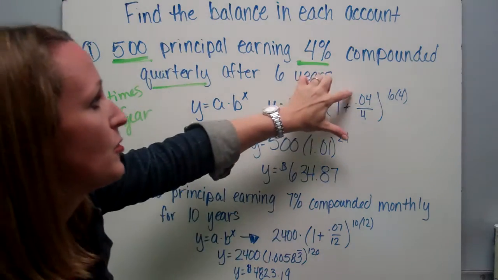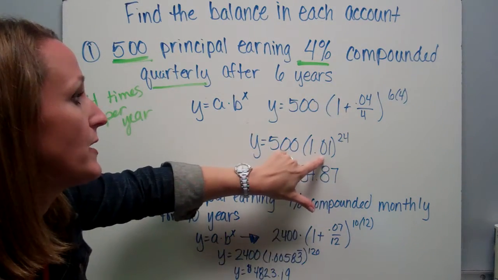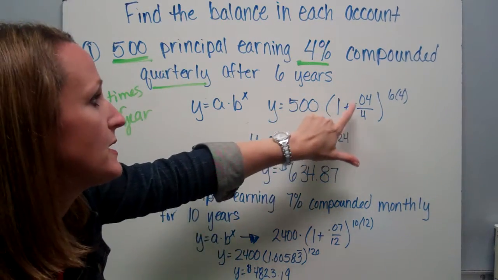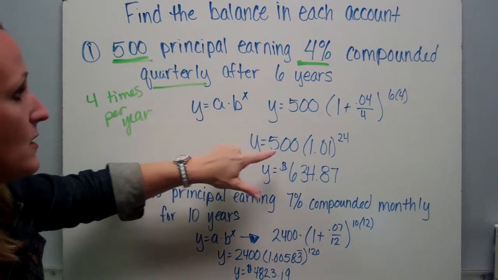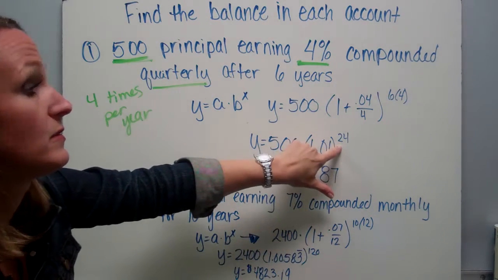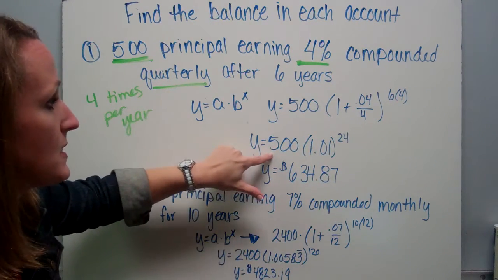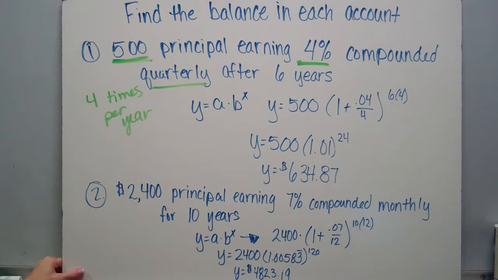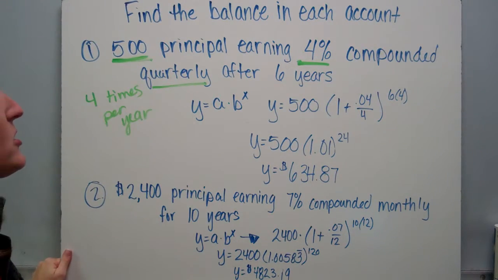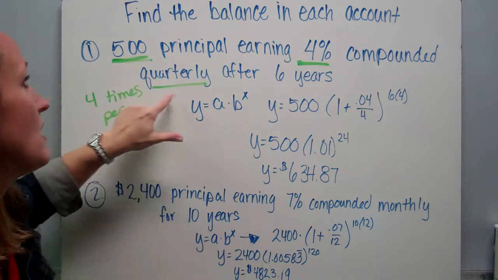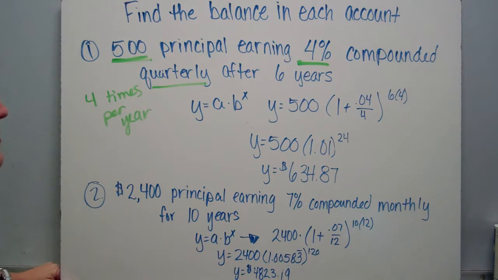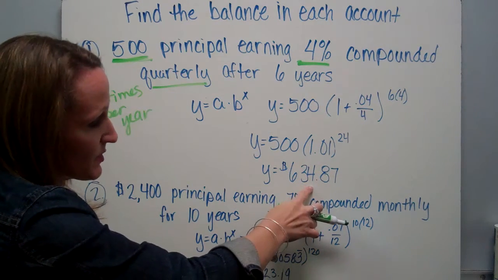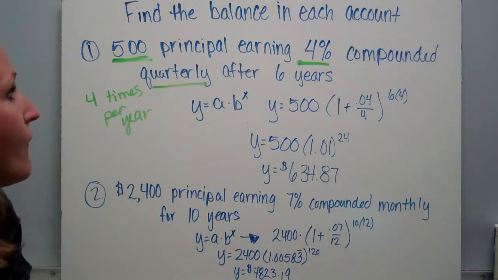So now 0.04 divided by 4 just comes out to 0.01. So when I add 1 plus this, I get 1.01. So when I solve this, I get 1.01 to the 24th power times 500. So after 6 years, at 4% compounded quarterly, this account would have this much money. This is how much it has earned. So really, I'm going to make this much money and add it back to that.